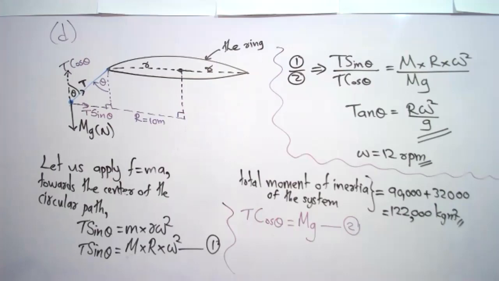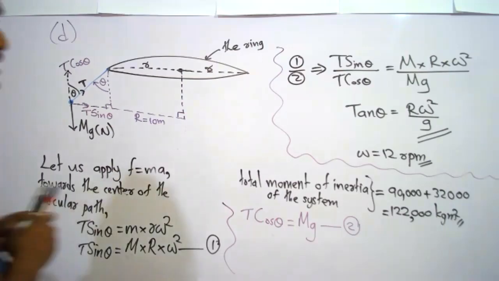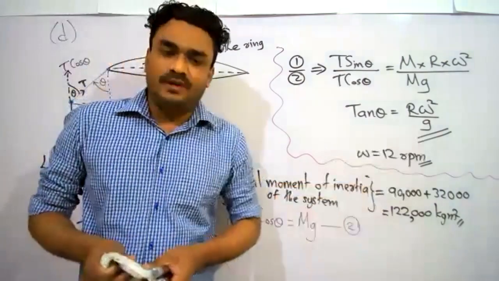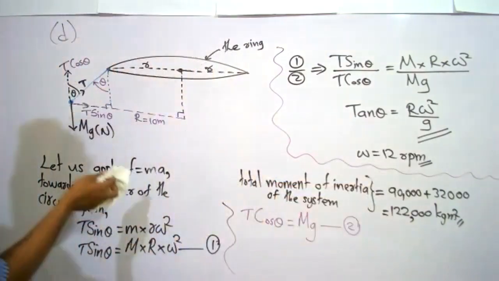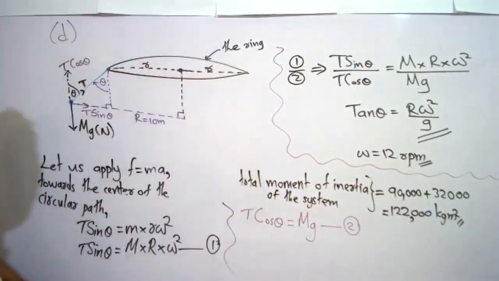Right. But to find the total angular kinetic energy, we cannot keep omega in RPM here. What should I do here? I'm going to erase everything. I'm going to erase all these things. If you want, you may take a screenshot.